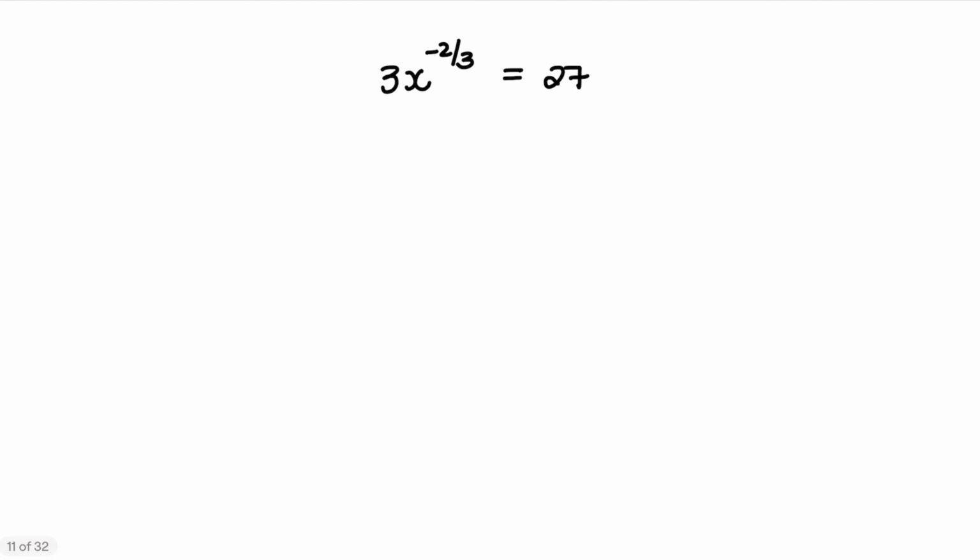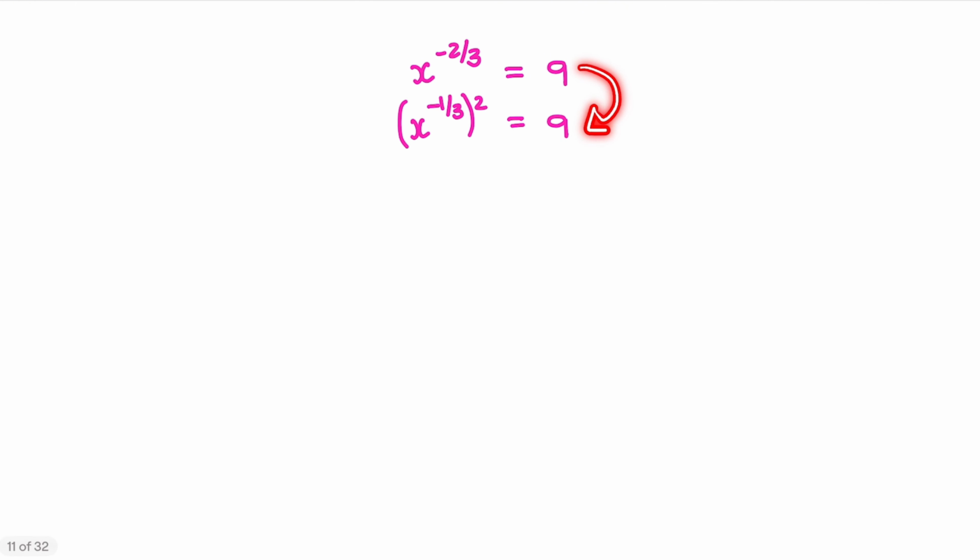We are busy with equations, and in this video we will solve for x. So here we are given 3 multiplied by x to the power of negative 2/3 is equal to 27. For the first step, I will divide both sides by 3. On the left-hand side, the 3's will cancel out, and on the right-hand side, 27 divided by 3 is equal to 9.